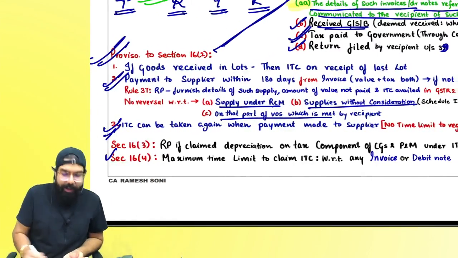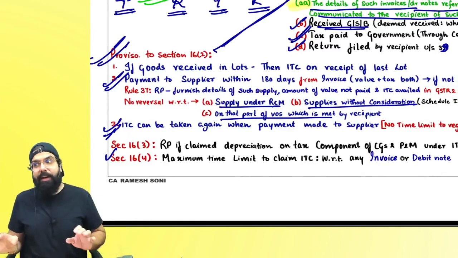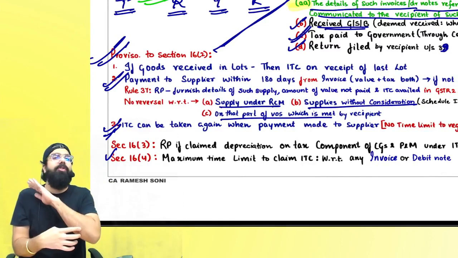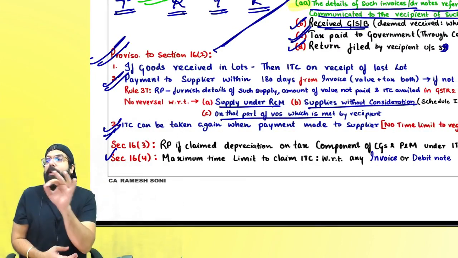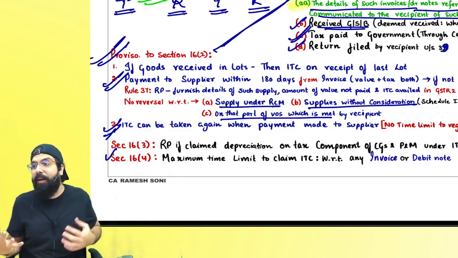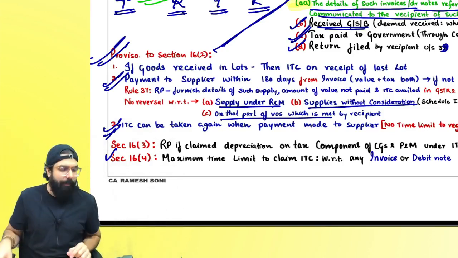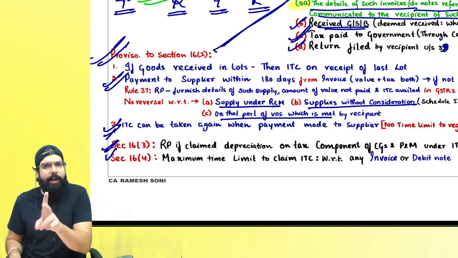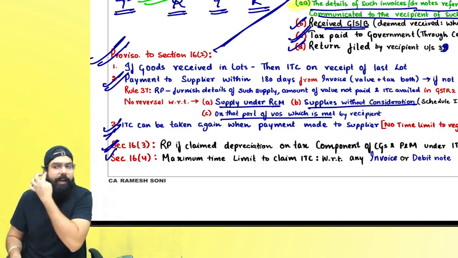Sir, tell me one thing, after 180 days you went ahead and reversed the credit, later when I make the payment to the supplier, will you give the credit again? Yes, there is no time limit, you can take the credit again. For regaining the credit there is no time limit. Section number 16(3) says if you take depreciation on the tax component, don't take ITC. If you take ITC, don't take depreciation.